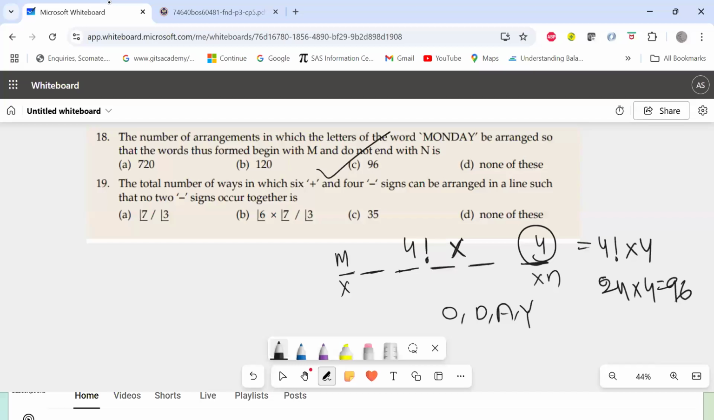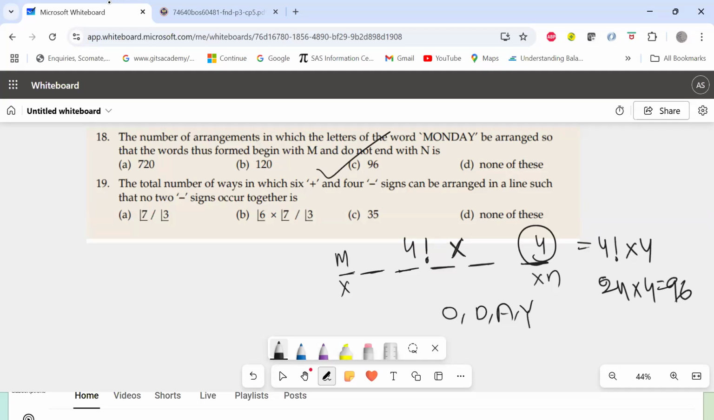Question number 18. The answer is option C, 96. Question number 19. The number of ways in which 6 plus signs and 4 minus signs are arranged in a line so that no two minus signs come together.